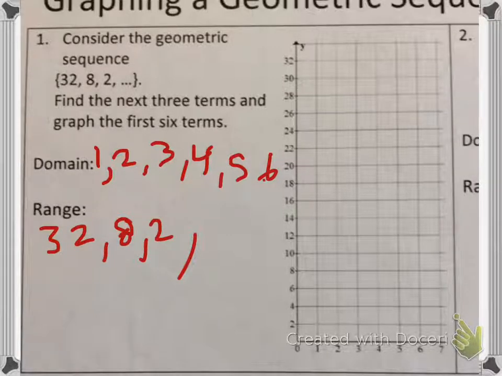And how did I get there? How did I get from 32 to 8? I actually divided by 4, which is multiplying by 1/4. Sometimes it's easier to think about as divide by though. So how do I get from 8 to 2?